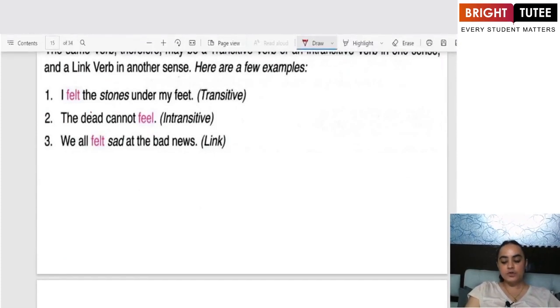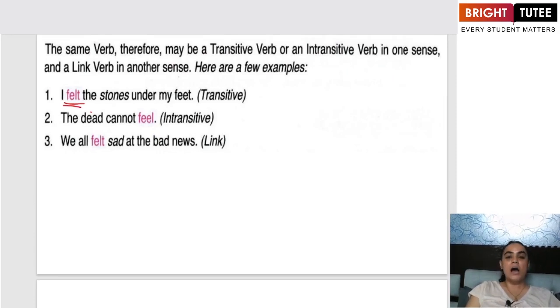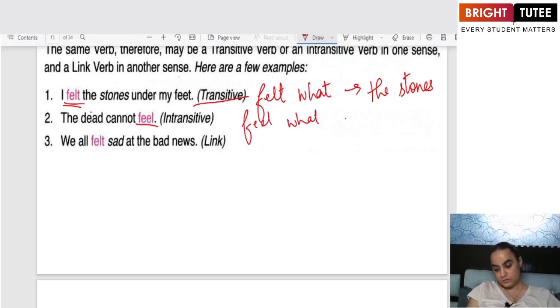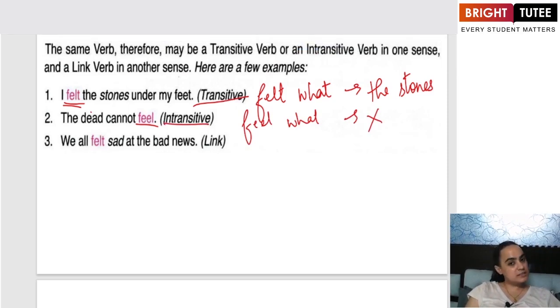I felt the stones under my feet. What is my verb? Felt. Ask the question, felt what? Are you getting the answer? Yes, I do get the answer, the stones. So this is what? A transitive verb. If I say, the dead cannot feel, feel what? Do I have an answer? No. So this is an intransitive verb because it does not have an object.